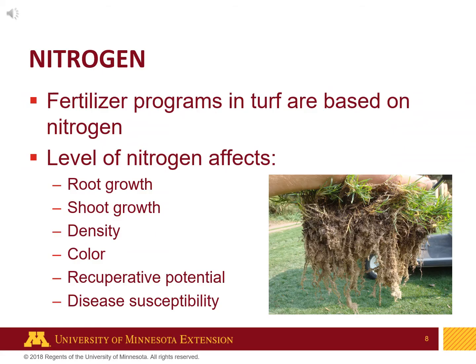With the exception of carbon, hydrogen, and oxygen, which plants can naturally obtain through the air and water, nitrogen is the most essential element for plants. As a result, fertilizer programs are based around supplying a sufficient level of nitrogen. Nitrogen is required for all plant functions. In turf, the level of nitrogen affects root and shoot growth, turf density and color, the rate the turf can recover from injury, and the turf plant's susceptibility to disease.